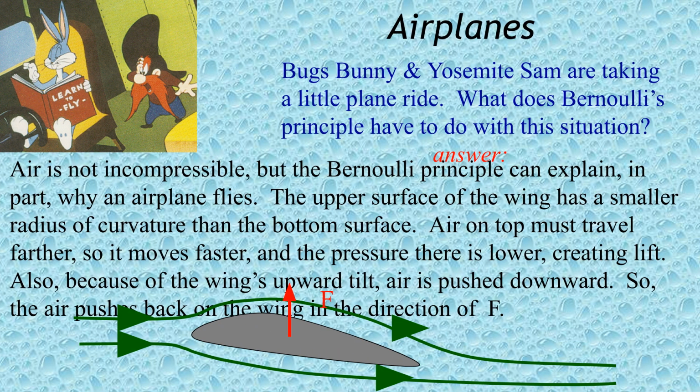The Bernoulli principle helps explain airplane lift. Air flowing over the curved top surface of a wing travels faster than the air underneath, resulting in lower pressure above the wing, which creates an upward force. This lift, combined with the downward push of air, allows the plane to fly.